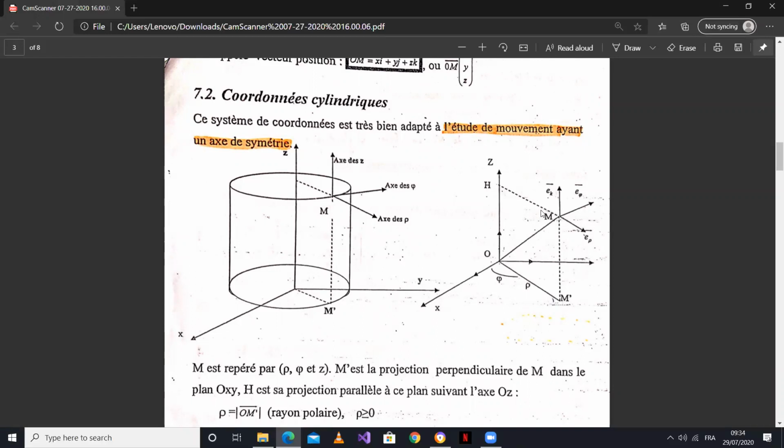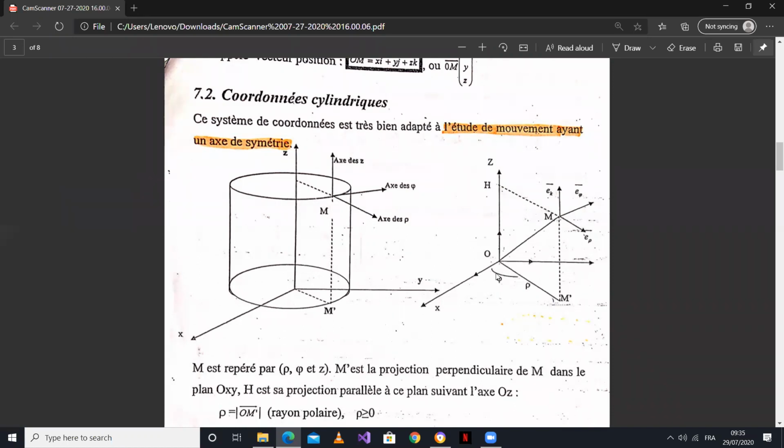But to simplify our movements, we are going to break down this point M by doing some projections. So the first projection we're going to make is this M prime here, and M prime is going to show us the movement of M in the horizontal plane, the X or Y plane. Not the horizontal axis, sorry, but the horizontal plane. So how is M moving in the horizontal plane? We have this rho to help us.